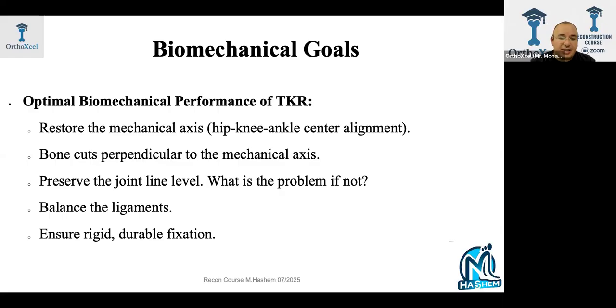You need your cut to be perpendicular to the mechanical axis, not the anatomical axis. We use the anatomical axis for the tibia because, as all of us know, the difference between the anatomical and mechanical axis of the tibia is nearly unnoticeable.